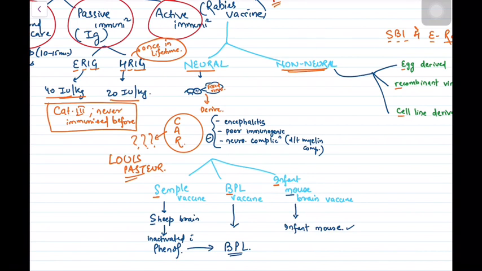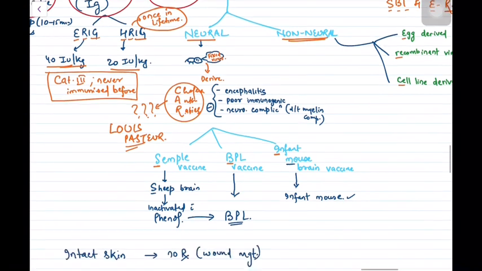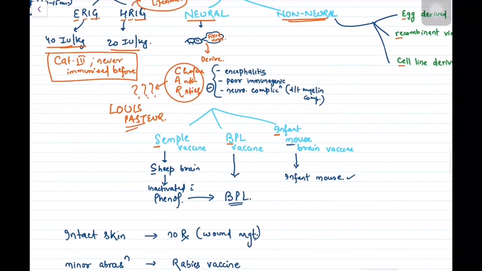Now this Louis Pasteur developed three vaccines, which we remember by the mnemonic CAR: the cholera vaccine, the anthrax vaccine, and the rabies vaccine. In the neural vaccine, you have three vaccines: the Semple vaccine, and this S is for sheep brain. So you have derived this vaccine from inoculating the virus into the sheep brain and then inactivating it with phenol.